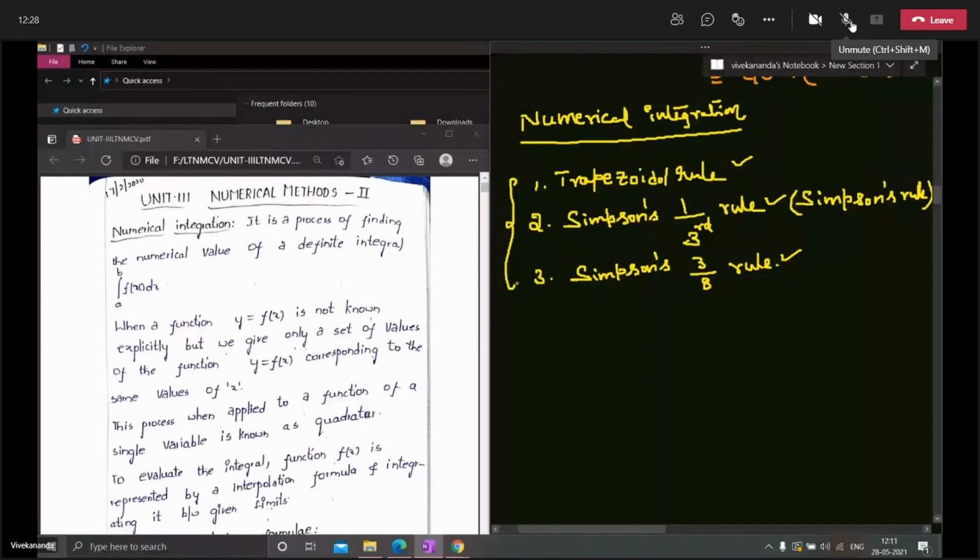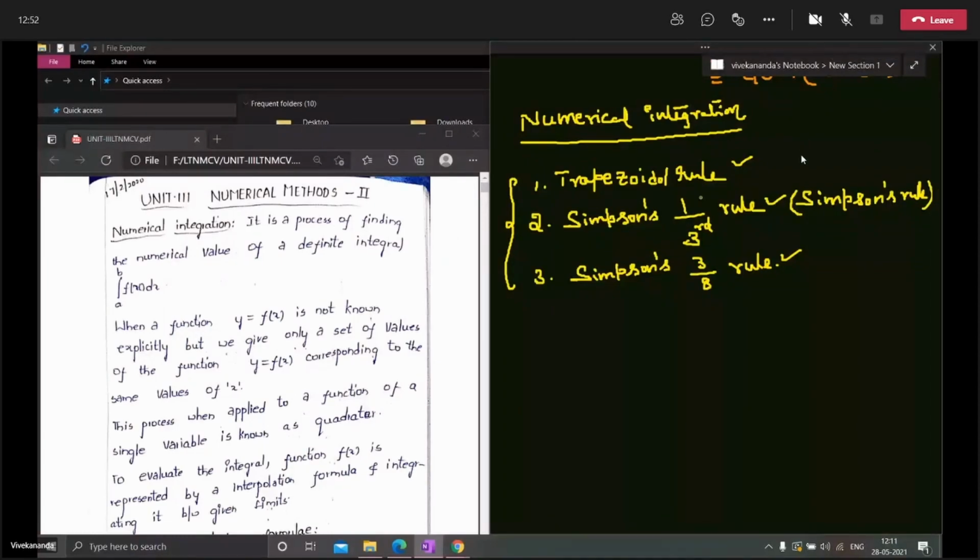Very simple. Right? See, actually these trapezoidal rules, Simpson's rules. Simpson's 1/3 rule is also called simply Simpson's rule. Simpson's rule and Simpson's 1/3 rule are the same. In a question, solve means find the integration using Simpson's rule, which means you have to use Simpson's 1/3 rule.